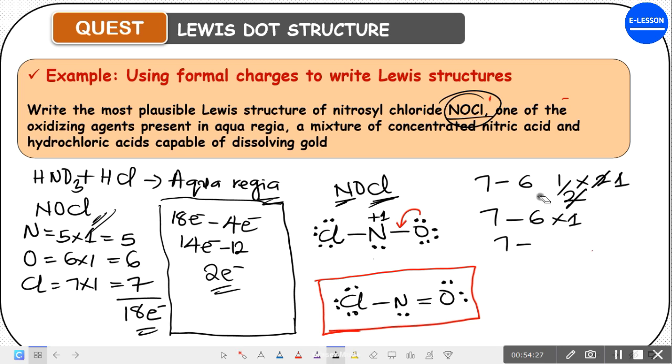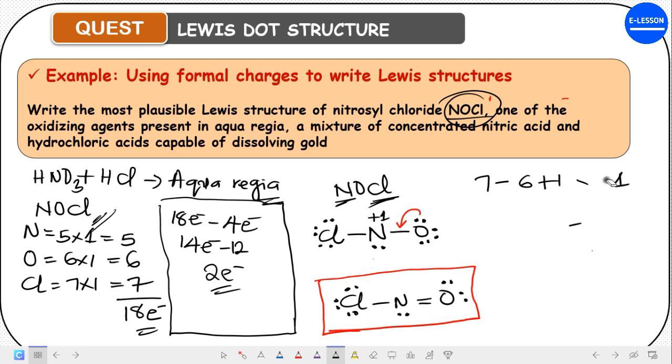This is supposed to be plus here. 6 plus half of this. So this becomes plus 1. 6 plus 1 is 7. 7 minus this is what? Is 0. Alright? So that is the correct answer for this one. Now how about that of oxygen?